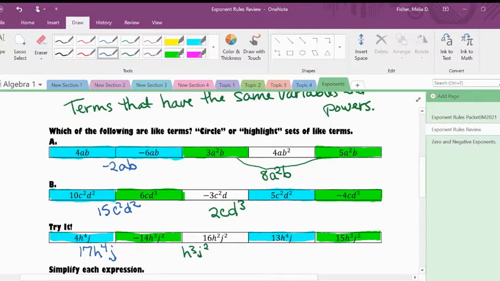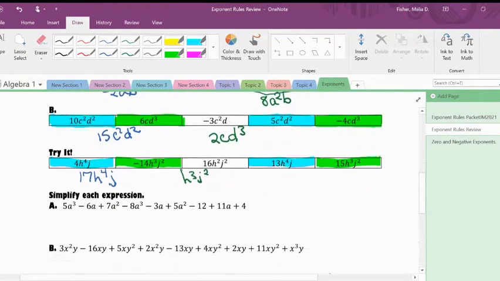Thanks for pausing your video. You should have combined the h to the fourth and the j. So a 4 and a 13 make 17 h to the fourth j. Your h cubed j squared matched with the other h cubed j squared, and the -14 and the +15 makes 1. We don't need to write that invisible 1 right here. But you could, I suppose. When we simplify, though, we don't put that there. So that just is h cubed j squared.